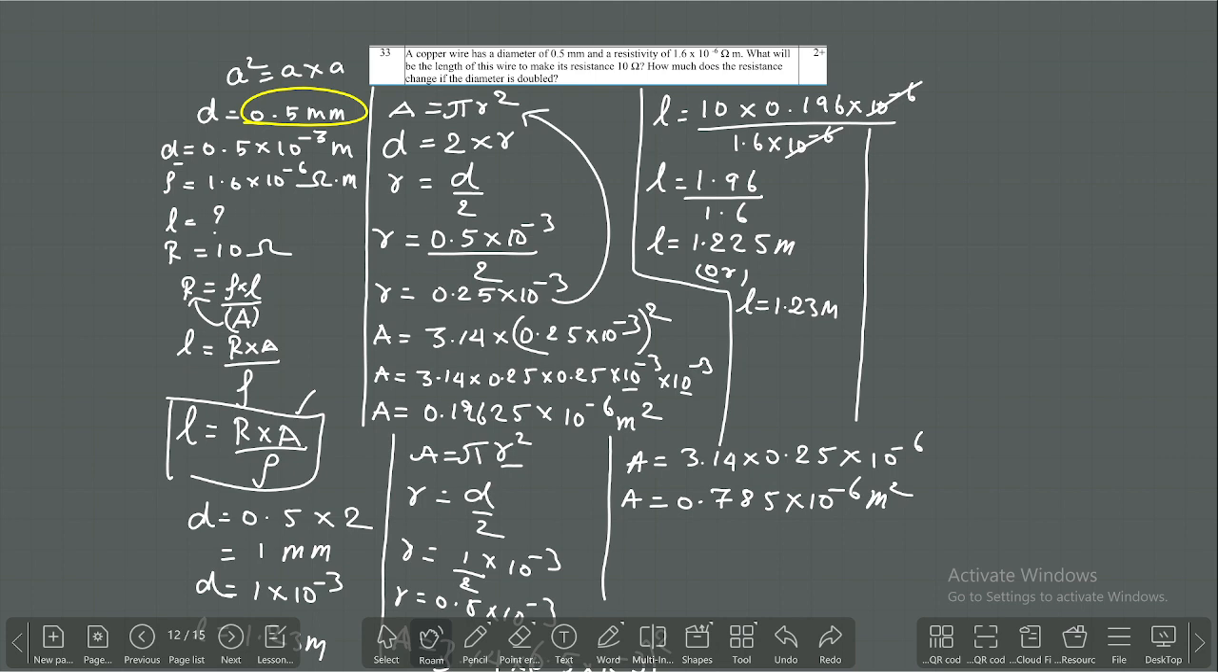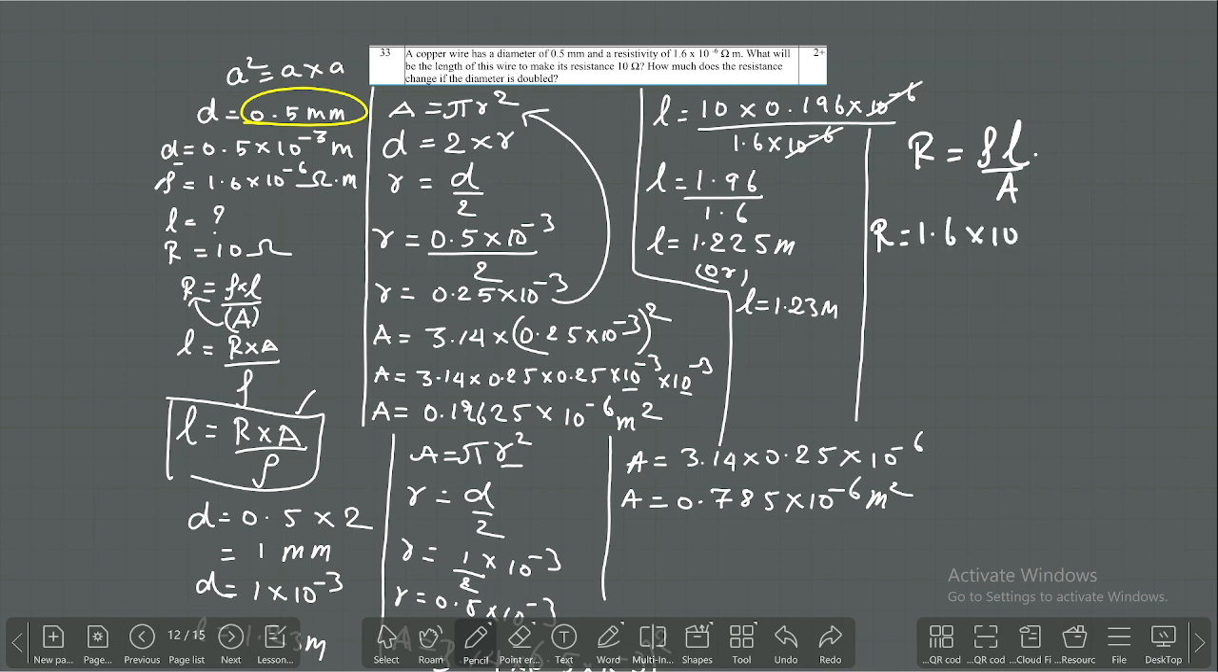how much the resistance changes if the diameter is doubled. That means we need to calculate the value of the resistance. So what is the formula? R is equal to rho L by A. Even if you are changing the diameter, the resistivity is not going to change, it will remain the same as it is.